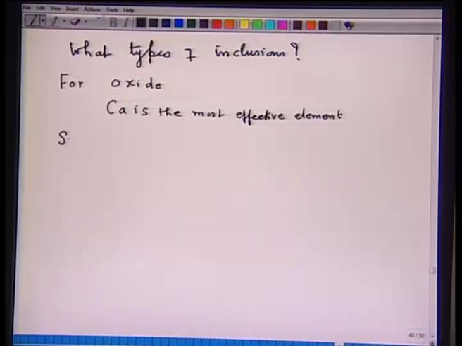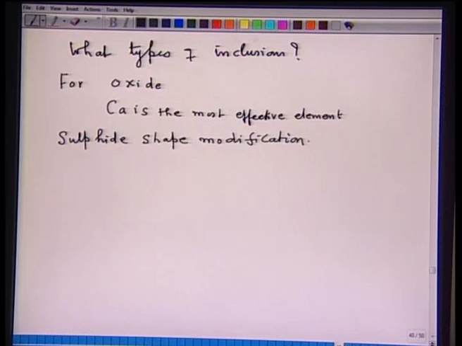Now, another issue is that of sulfide shape control, or rather I will say sulfide shape modification. Now, as you have seen, the effect of FeS is counteracted by addition of manganese, and manganese sulfide inclusions form, and hence you have alleviated the problem of hot shortness. But manganese sulfide inclusions on rolling form a stringer type of inclusion. So, still you require a modification of this particular inclusion.